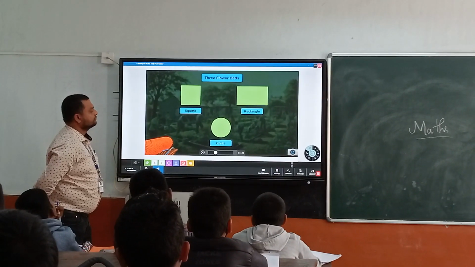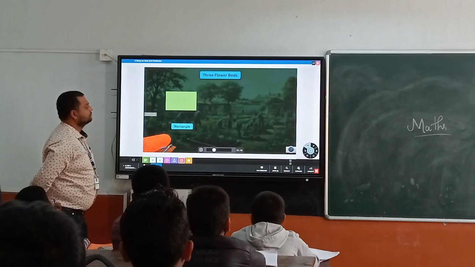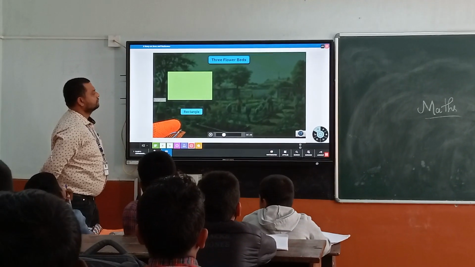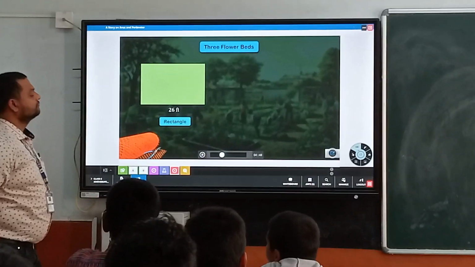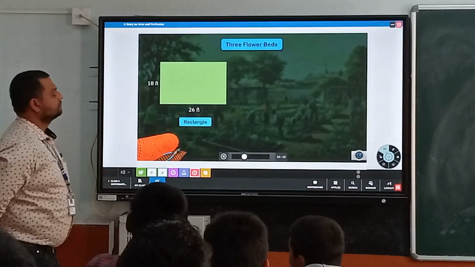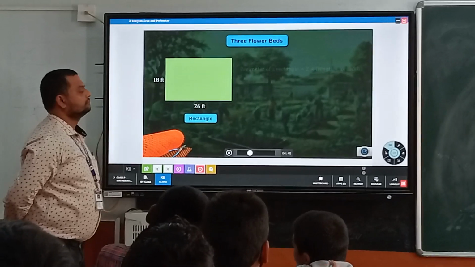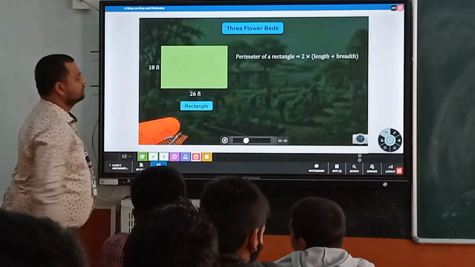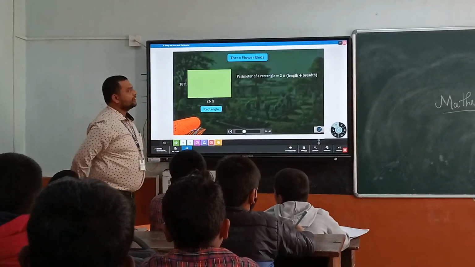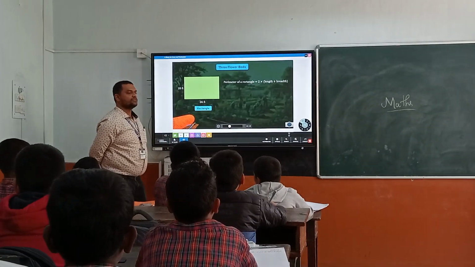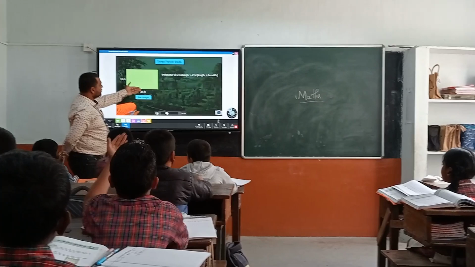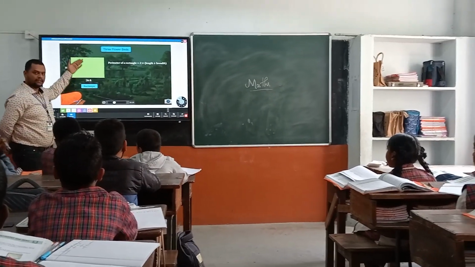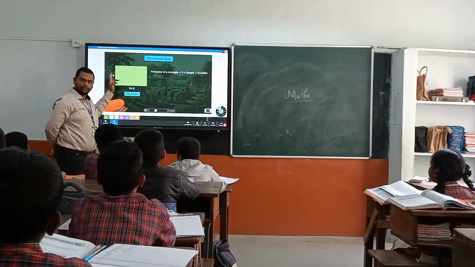Next, the group measures the dimensions of the rectangular flower bed. They measure the length of the rectangular flower bed as 26 feet and its breadth as 18 feet. We know that the perimeter of a rectangle is 2 times the sum of length and breadth. How does it become 2 times? Opposite sides are equal, so 2 times the length as well as 2 times the breadth.